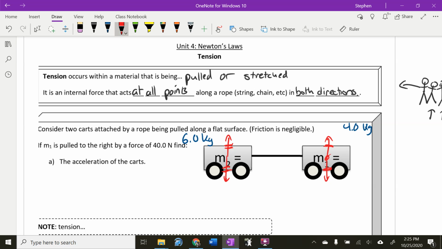We also have the force of tension acting in this way, and we have the force of tension acting in this way. But again, the important thing about tension is that we recognize that it acts in both directions, and it's all going to be the same at all points. So the tension pulling this cart to the left is going to be the same as the tension pulling this cart over here to the right. And then we have one more force here, which we said is a 40 Newton force pulling this first cart to the right.